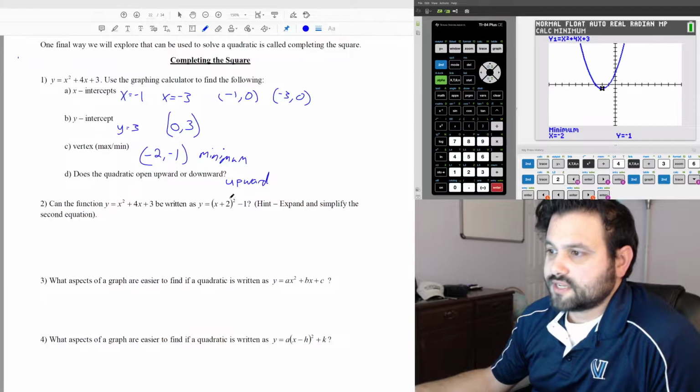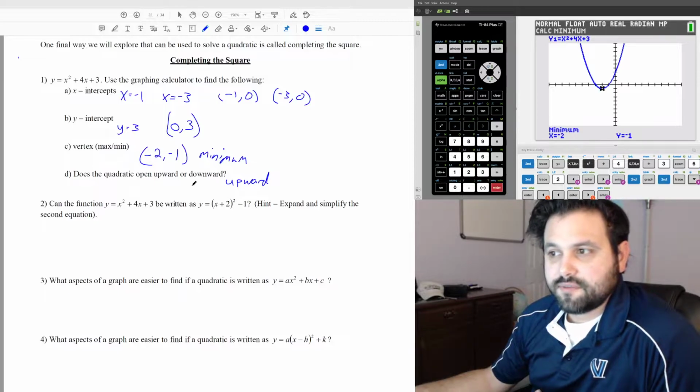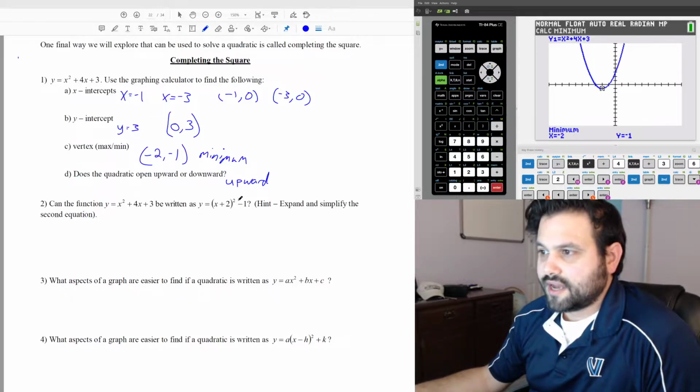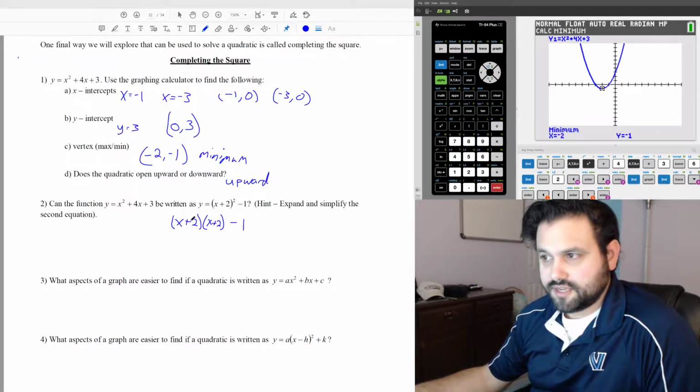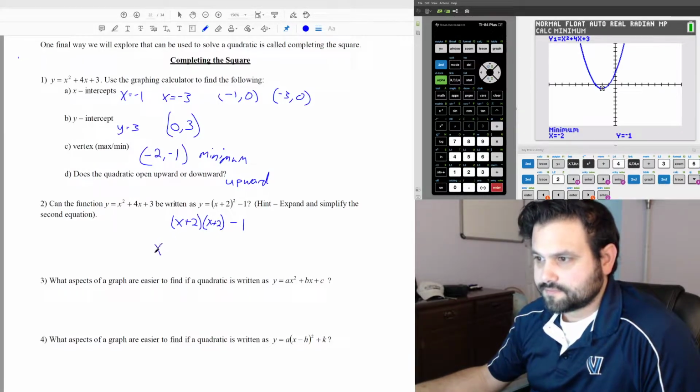So what we're going to do is we're going to take this and we're going to expand it to see if it matches the original function. So x plus 2 squared means x plus 2 times x plus 2. And then there's still minus 1 out there. So now what I'll do is I'll double distribute this. So x times x is x squared, and then x times 2 is 2x. Now 2 times x and 2 times 2. And I still got a minus 1.